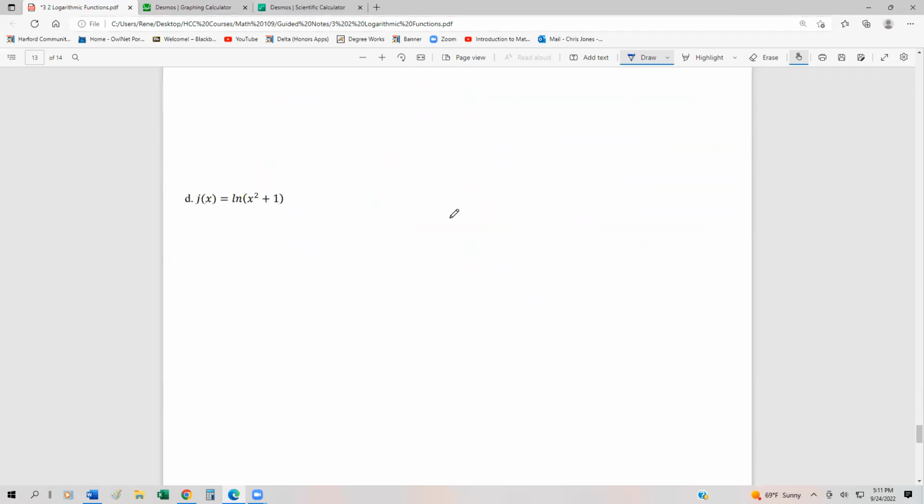A fourth example, ln of x squared plus 1. Just worry about what's inside. So x squared plus 1 greater than 0. We subtract 1 from both sides, so x squared is greater than negative 1. If we tried to solve this, we can't, because if we take the square root of both sides, that would give us a non-real number, plus or minus i. If you ever get a non-real answer for your inequality, what that means is that there are no numbers for which this is not true.